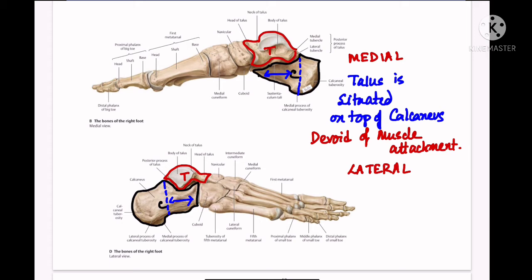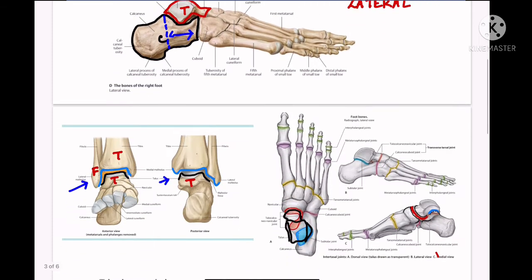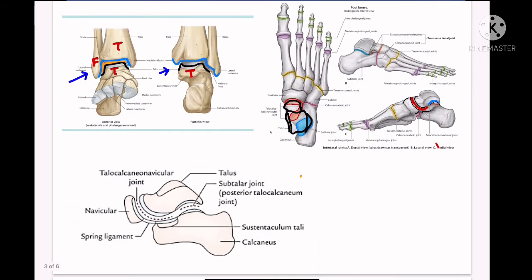Okay, next we will see the joints which are formed by the talus. There are three joints which are formed by the talus. Let's see. Talus participates in the formation of three joints. The first one is the ankle joint.